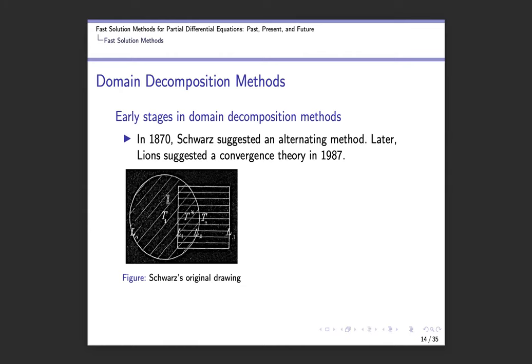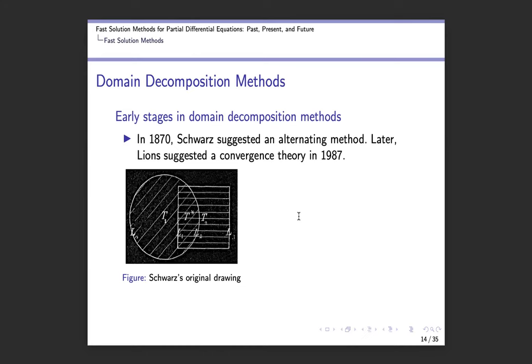So here is the idea. We first solve the equation on this circle. Then this boundary is available. Then you can solve this equation on this square. Then this boundary is available. And we keep doing this, then you can expect a convergent solution. But at that time, there was no corresponding theory.